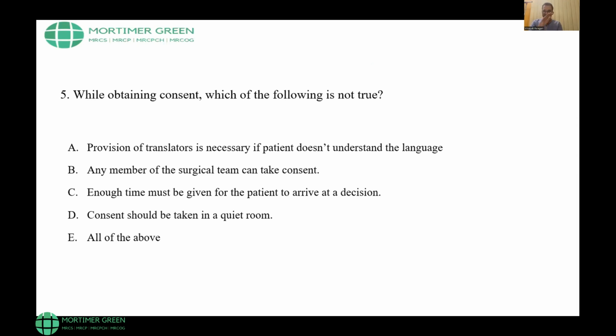Okay, now that's kind of, okay. Enough time must be given for the patient to arrive at a decision. In an Indian scenario, we just tell them, surgery karna hai abhi. That's not how it works in the UK. You will have to give them time.